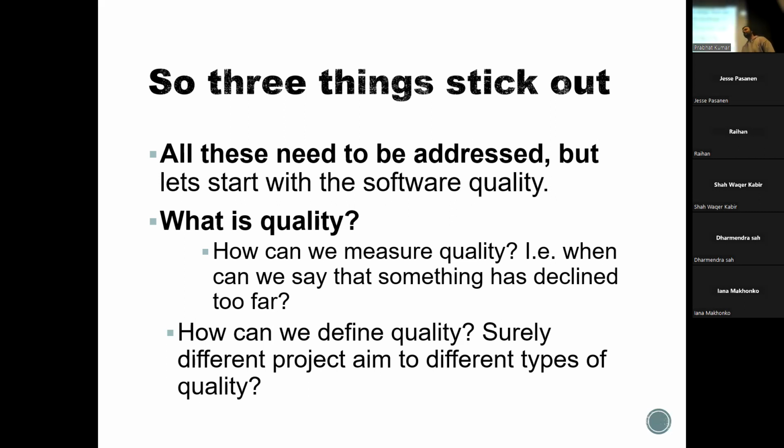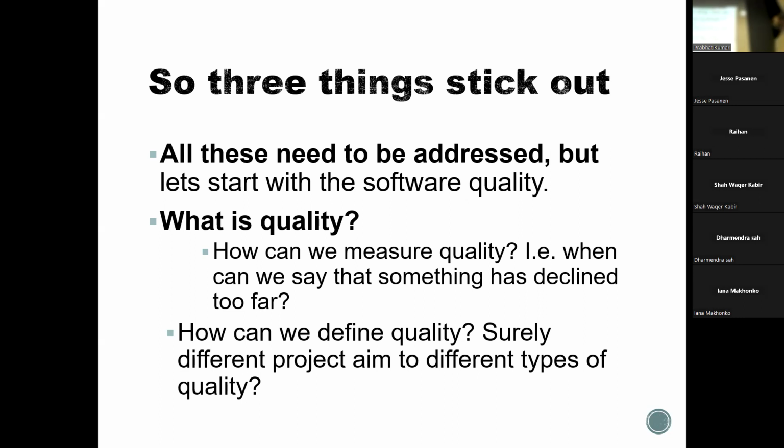However, if the software can do the tasks for which it was defined, even though there are some failures which are not directly involved with the users, it is fulfilling the need of the user, so we can say the quality is high, right? We can say the quality is high. So it is a subjective thing that we need to understand, and how we can define quality.